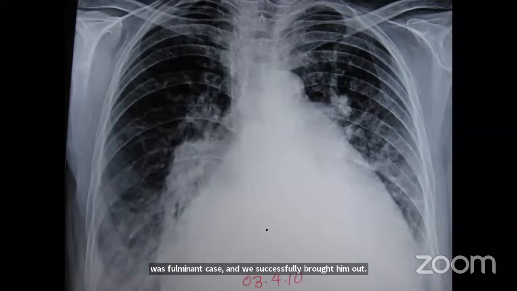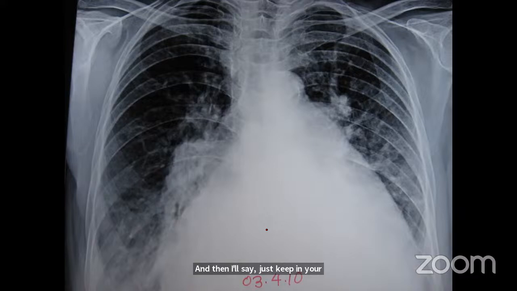This is a case of a lady. Now, just write down what you can see on this X-ray, keep it in your mind, and then I will go ahead. I'll just take 10 seconds.